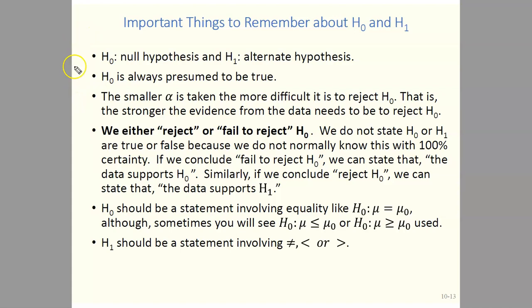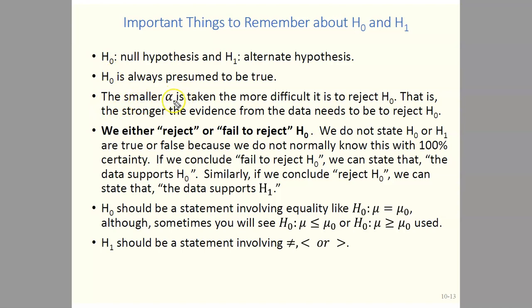Now before we look at our first example, let's take a look at a few important points here that we should remember about hypothesis testing. First of all, H0, that's called our null hypothesis. H1 is our alternate hypothesis. We also enter a hypothesis test assuming that H0 is true. So H0 is assumed to be true until we perform a hypothesis test and conclude that it should be rejected. So we always enter a hypothesis test assuming the null hypothesis is true.